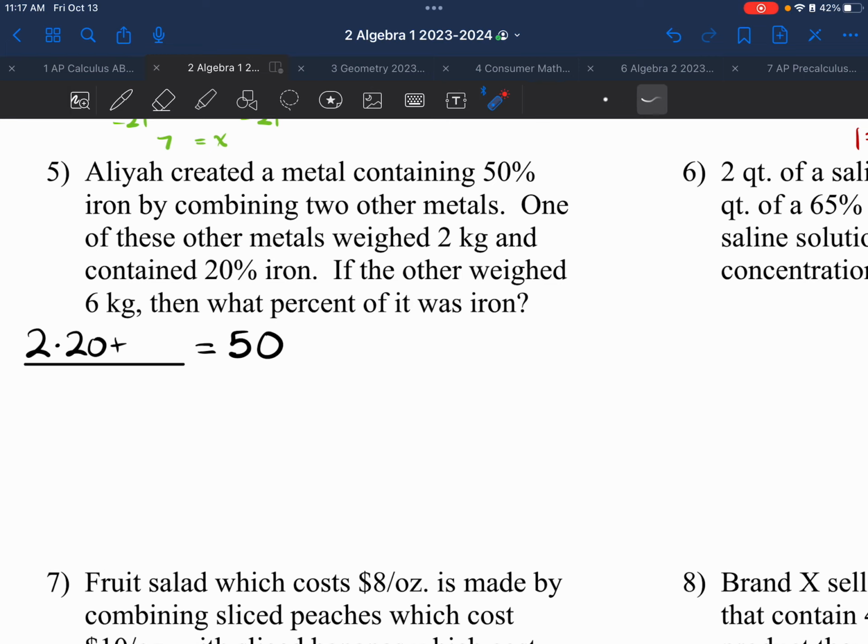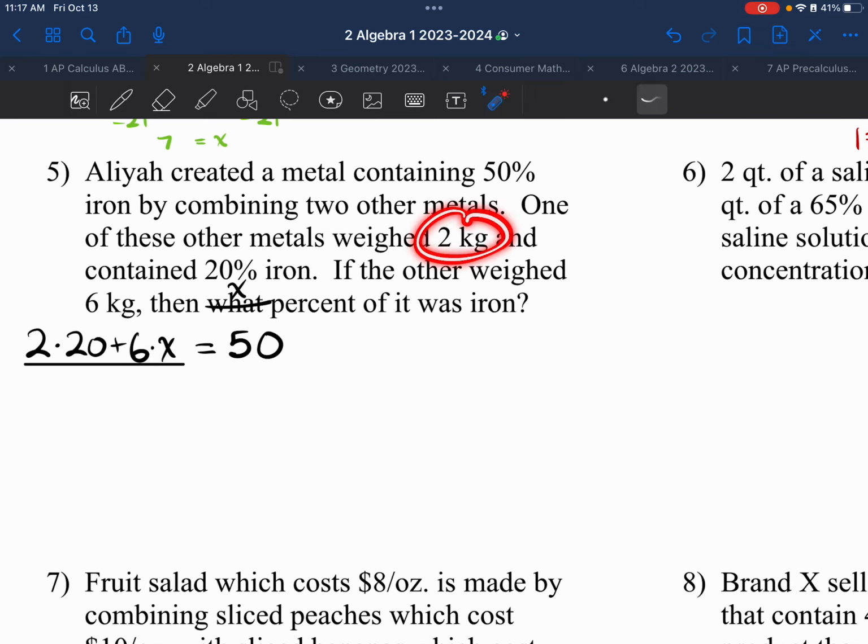And the other one weighed 6 kilograms, but we don't know the percent. It's the what percent. So when I see the word what, I'm going to cross it off and change that to an x. Then x percent of it was iron. So we're going to have 6 kilograms of what percent? Of x percent, right? And then on the bottom, I'm going to do the 2 amounts added.